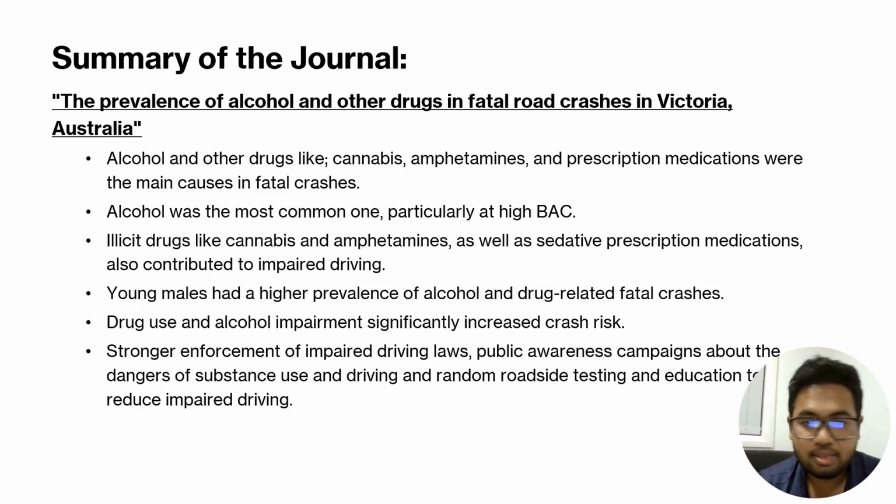Then comes summary of the journal. So this is the summary of the journal that I got from Scopus. The prevalence of alcohol and other drugs in fatal road crashes in Victoria, Australia.